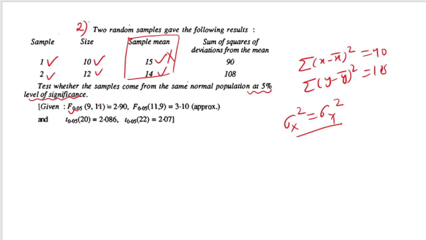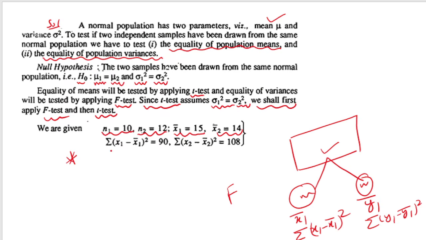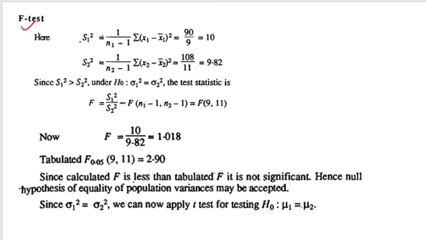That is already given to us. Σ(x1 − x̄1)² is 90, and Σ(x2 − x̄2)² is 108. So to apply the F-test, first of all we have to calculate S1². The formula is known: 1/(n1 − 1) Σ(x1 − x̄1)². So 90 by 9 is equal to 10. And S2² is 1/(n2 − 1) Σ(x2 − x̄2)². So 108 by 11, that is 9.82.